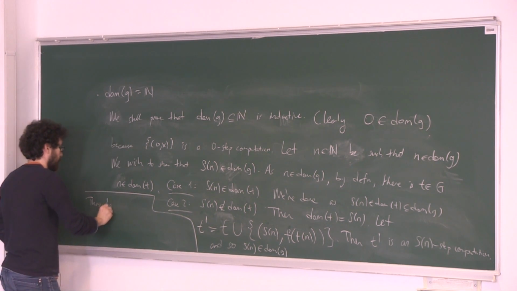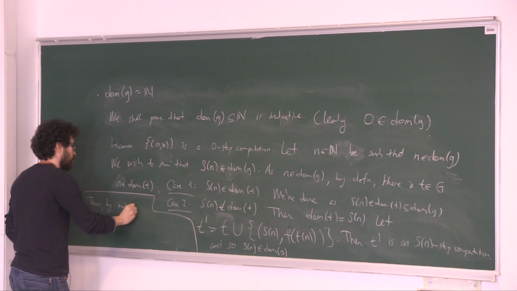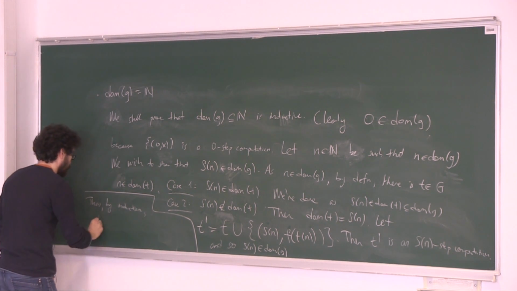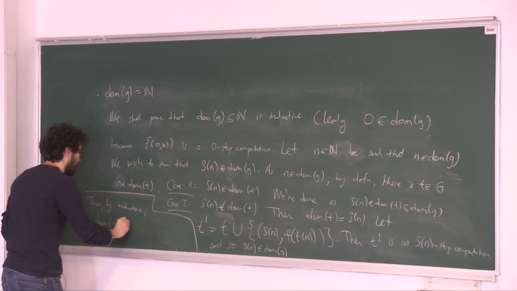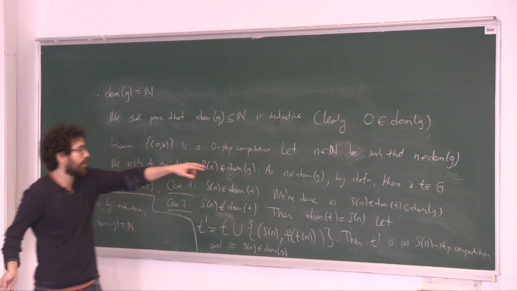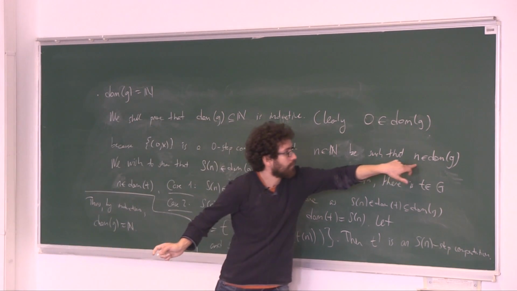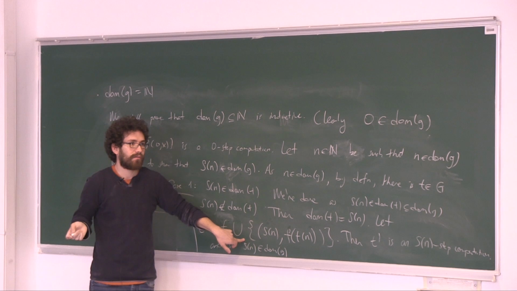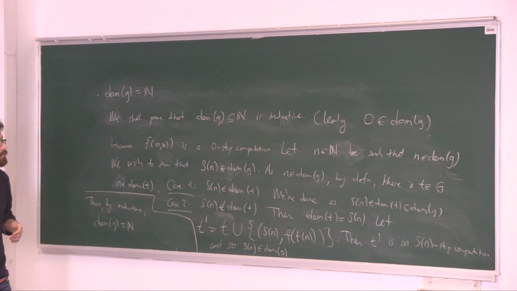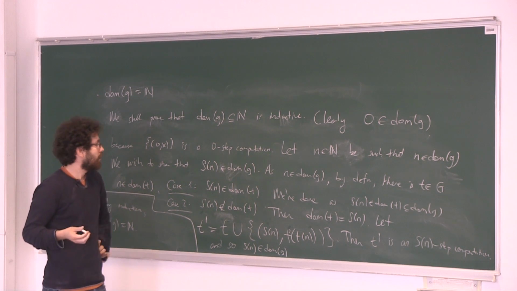Thus, by induction, domain of G is the whole thing. I just proved that domain of G is inductive. 0 is inside. Whenever an element is inside, the successor is inside. So domain of G is inductive, and hence the whole thing.